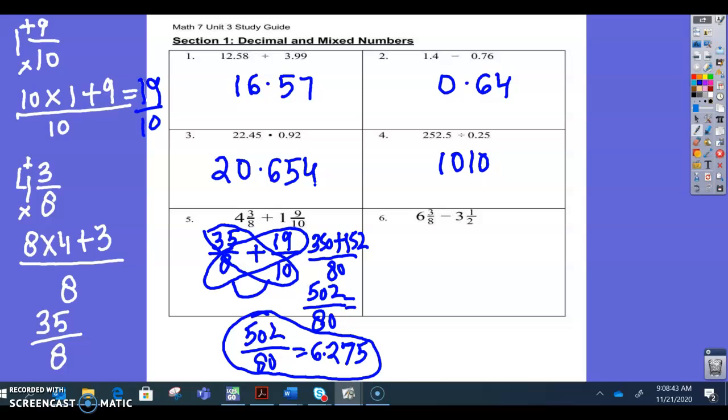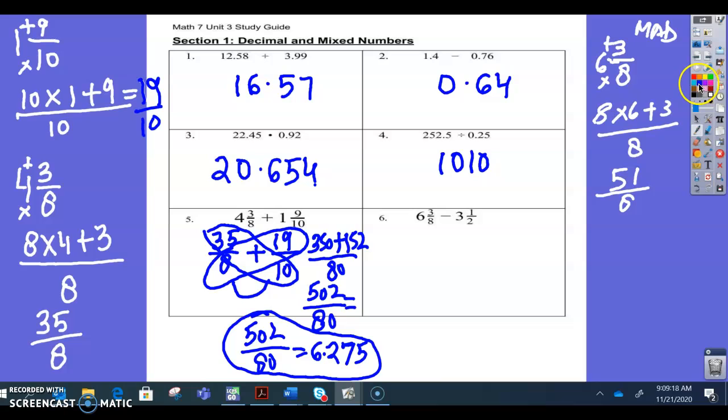Alright, let's do the other one, and the other one is the subtraction. So again, if I have a mixed number, I need to change that mixed number into an improper fraction. So it is 6 and 3 over 8. I use the acronym MAD, which is multiply, add, and keep the denominator. So multiply 8 times 6 plus 3 over 8. 8 times 6 is 48. 48 plus 3 is 51 over 8. So my first one is 51 over 8.